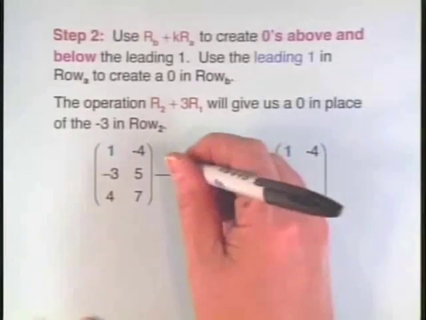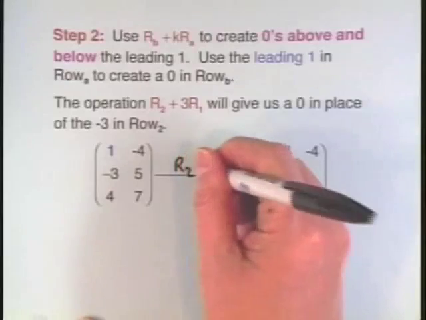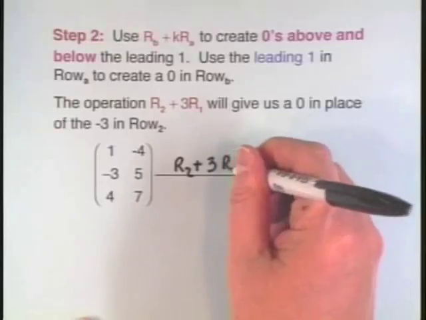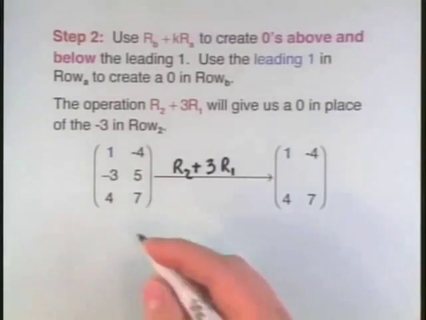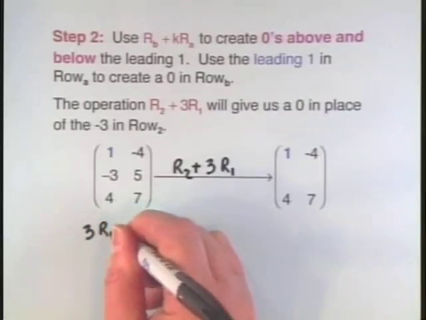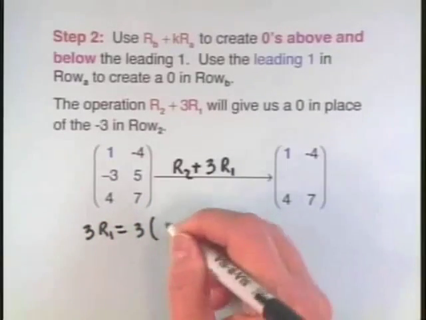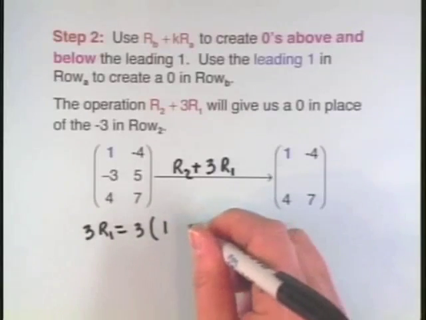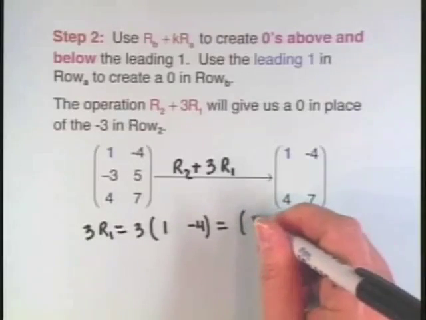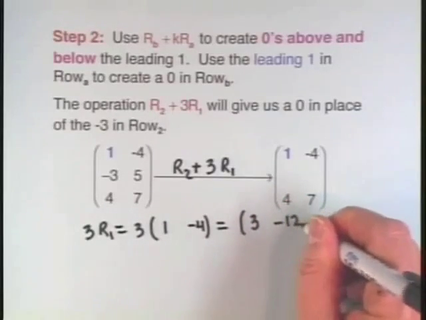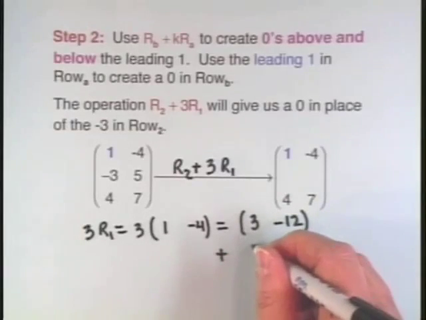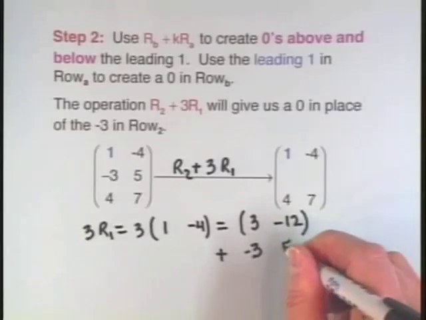So our operation is R2 plus 3 times R1. Performing our scratch work, we have 3 R1, which is 3 times the entries 1, negative 4, which gives us values of 3, negative 12. We want to add that to row 2 with values negative 3, 5.